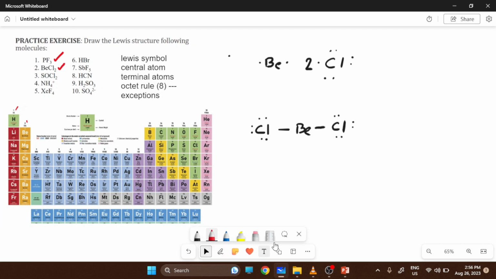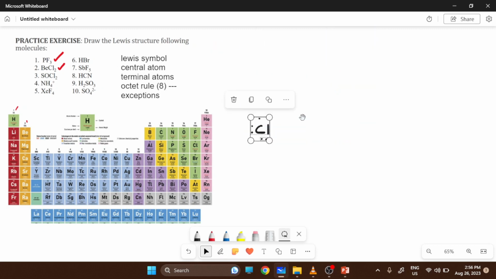Now, for number 3, we have thionyl chloride, or SOCl2. First and foremost, we write the molecules, the atoms involved. So, S. What group is it? Group 6. So, 6.